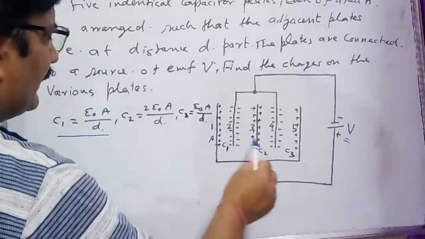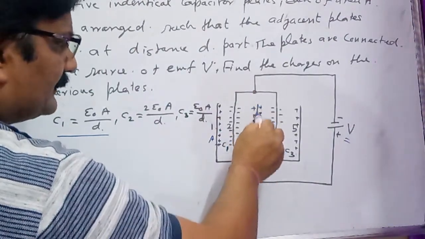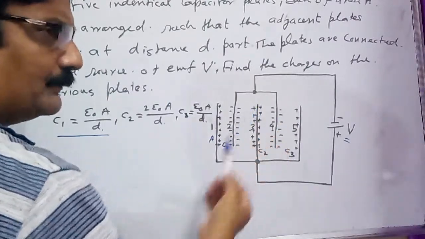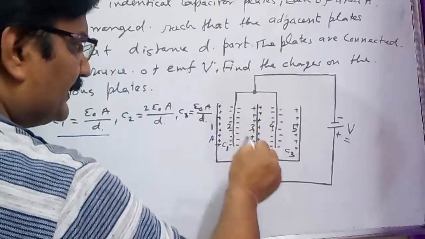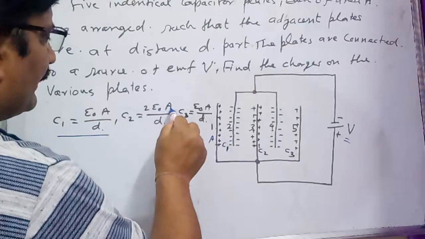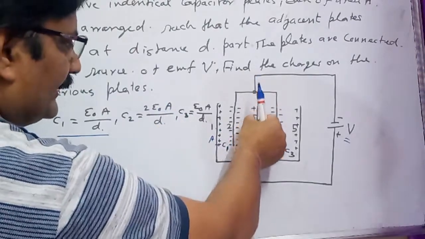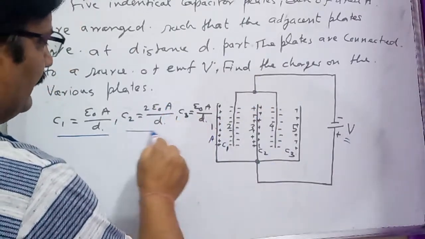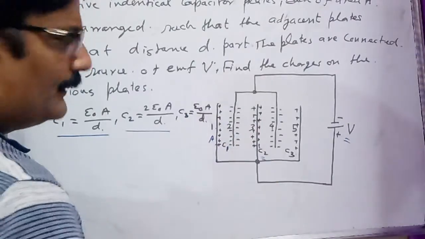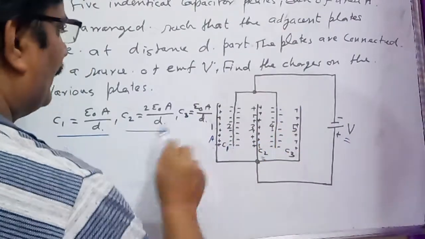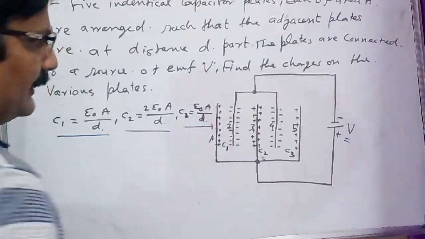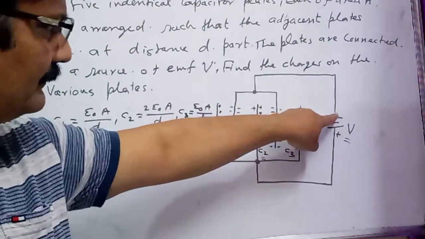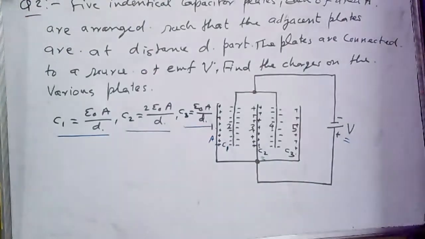What about C2? Here you can see two surfaces of this plate are forming capacitors and these capacitors are in parallel. So total capacitance of this part is going to be C2 equals 2 epsilon naught A by D, as two areas A plus A are forming the capacitors. So 2 epsilon naught A by D would be the capacitance of C2, and capacitor C3 again epsilon naught A by D, and all these capacitors are in parallel between the negative terminal and positive terminal of the potential source.